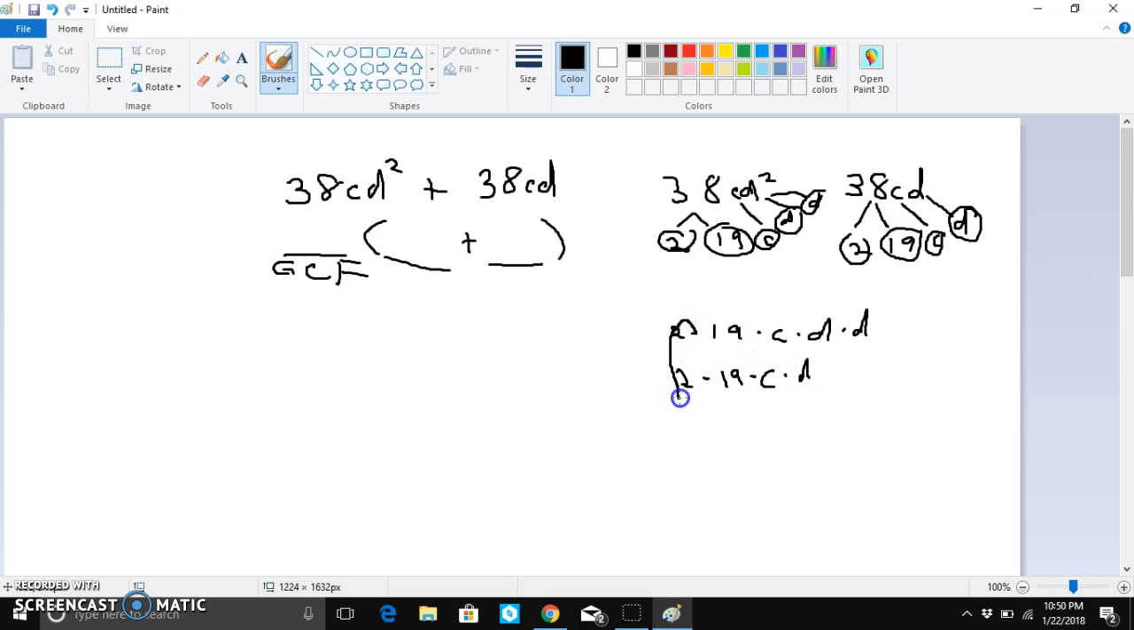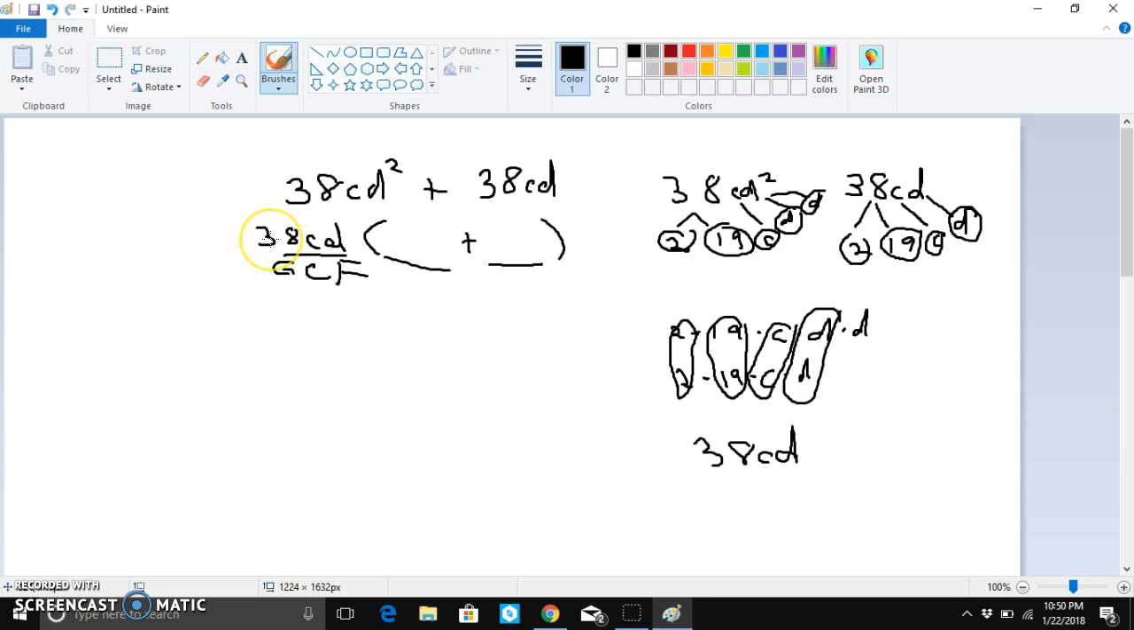Okay, circle your pairs of numbers. We have a pair of 2s, a pair of 19s, a pair of C's, and a pair of D's. Choose one from each group. So we have 2 times 19, that would be 38. And then you just pick a C and a D from these two groups. So our greatest common factor would be 38CD.